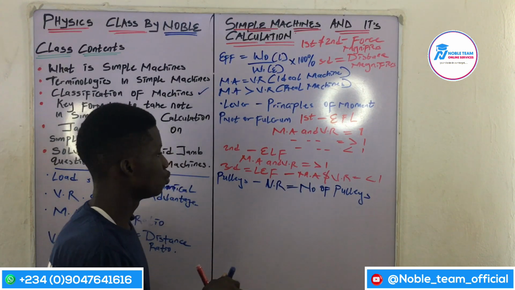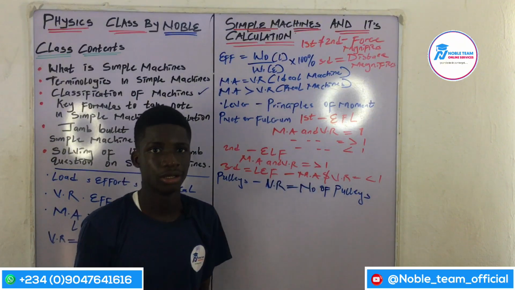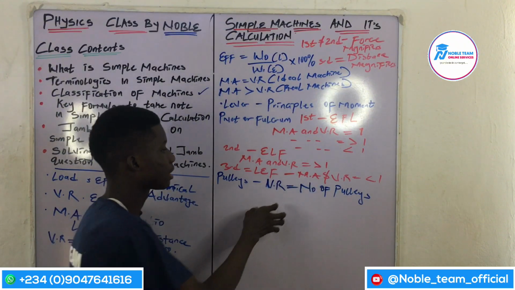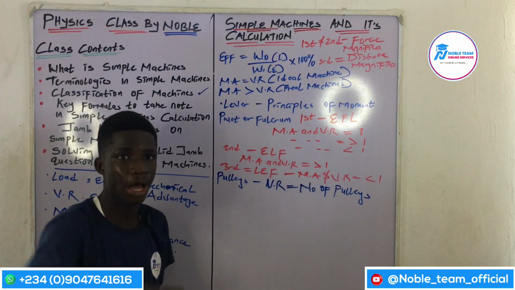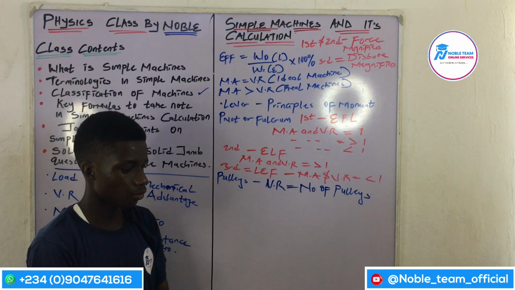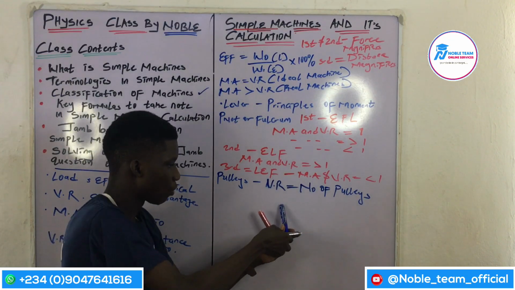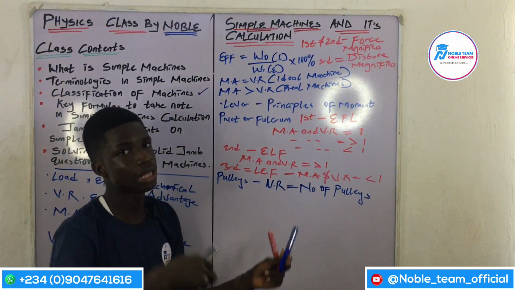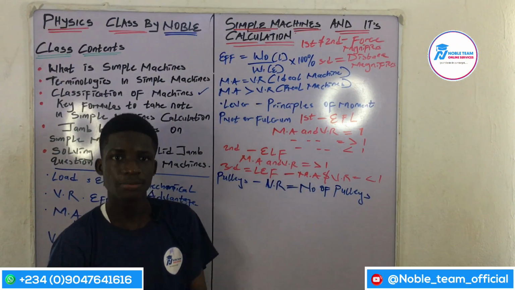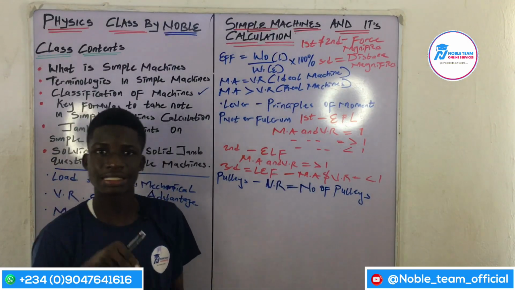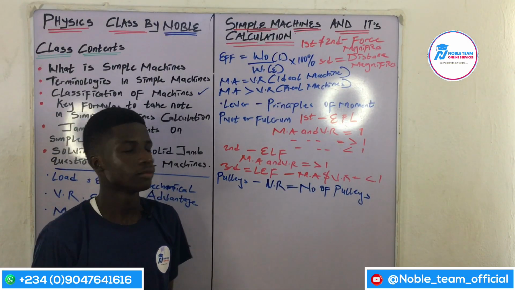Now, I want us to look into an inclined plane. In this inclined plane, it is used to raise heavier load from lower to higher level. For example, for those people that are importing cars, you will notice that they use inclined plane to lift that vehicle inside the container. You understand? Now that is it.